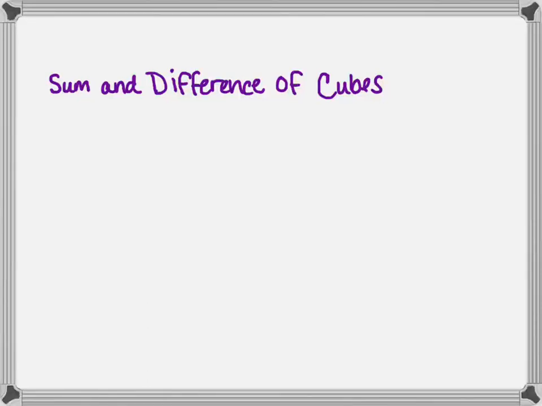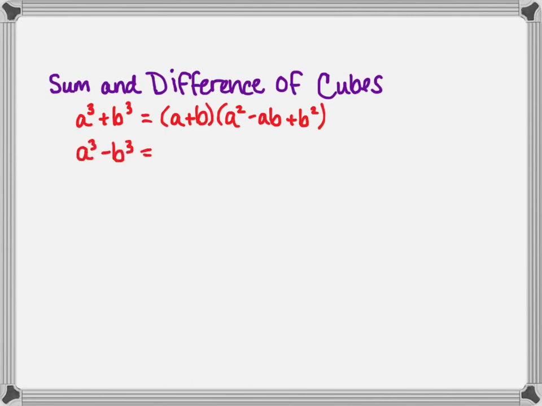Let's look at the sum and difference of cubes formulas, and then we'll look at some examples of factoring these expressions. A cubed plus b cubed factors to a plus b times a squared minus ab plus b squared. And the difference of two cubes, a cubed minus b cubed, factors to a minus b times a squared plus ab plus b squared.